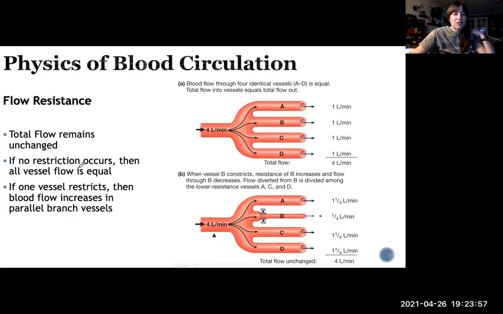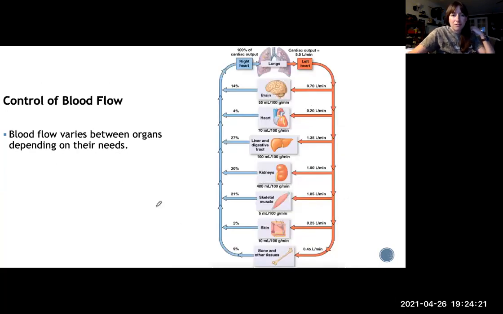Okay, so if there's no restriction, then all vessel flow is generally equal if the vessels are the same size and length. But if one vessel constricts, the blood flow increases in the parallel vessels to make up for it. This is just physics stuff. It's not really even anatomy stuff. It's not even biology stuff, really. This is physics stuff, okay? That's just how that works.